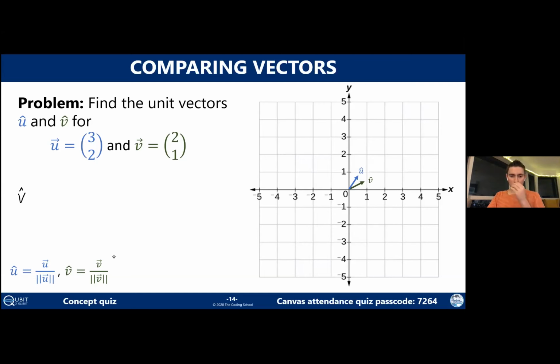Okay, so as people are submitting their final answers here, I will really quickly walk through how to do this, but I already worked through how to do u hat. So if you do need a review, feel free to go back and watch that part of this lab. For v, we're going to use the formula down here. So v hat is equal to v arrow divided by the magnitude of v.